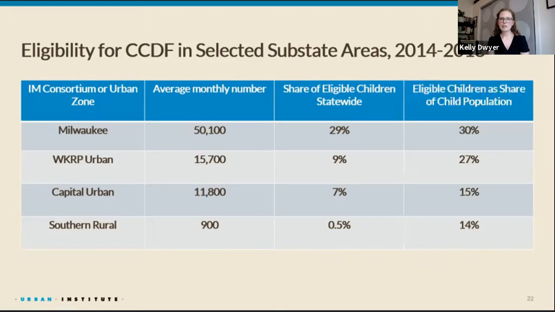We were also able to estimate the eligible children as a share of the total population in each area. And we are defining the child population as all children under age 13 or children age 13 and older who are receiving SSI. The share ranged from about 7% in the Moraine Lakes urban area, which is not shown on this slide, to 30% in Milwaukee. Statewide, 19% of age eligible children were fully eligible for subsidies. And the number of families who were eligible in the sub-state areas ranged from about 500 in the Southern Rural Consortium to a little over 26,000 in Milwaukee.